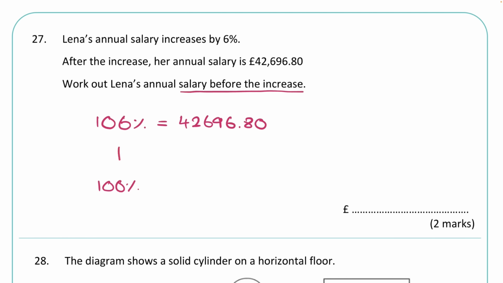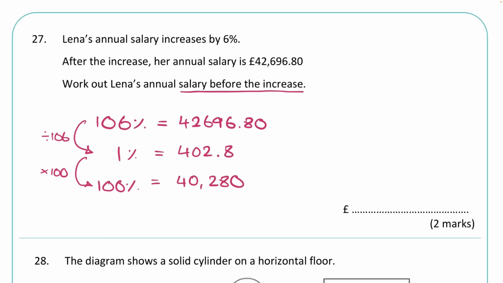Now we want to get this back to 100%, the original amount, the salary before the increase. To do that, we just need to go down to 1%. There are different methods, I'll talk about both, but this is a really nice way of doing it. We can just divide by 106, and then to get from 1 to 100, we just times by 100. So 42,696.8 divided by 106 comes out as 402.8, and then times that by 100, and that gives us £40,280. So that's my final answer there.